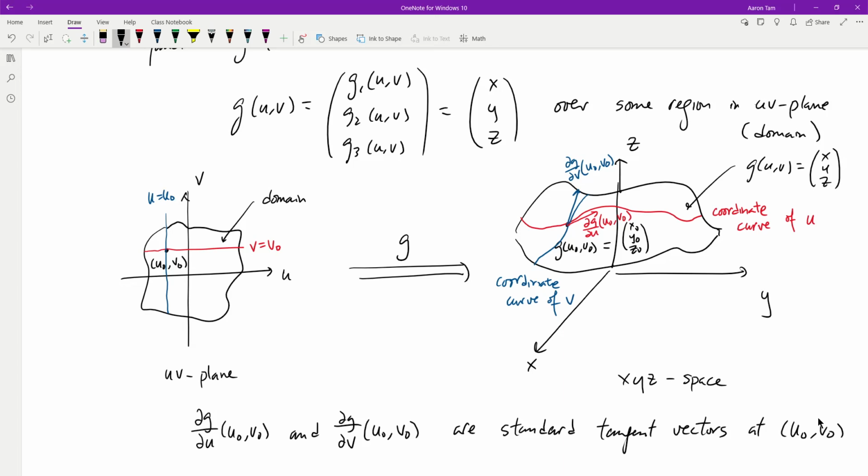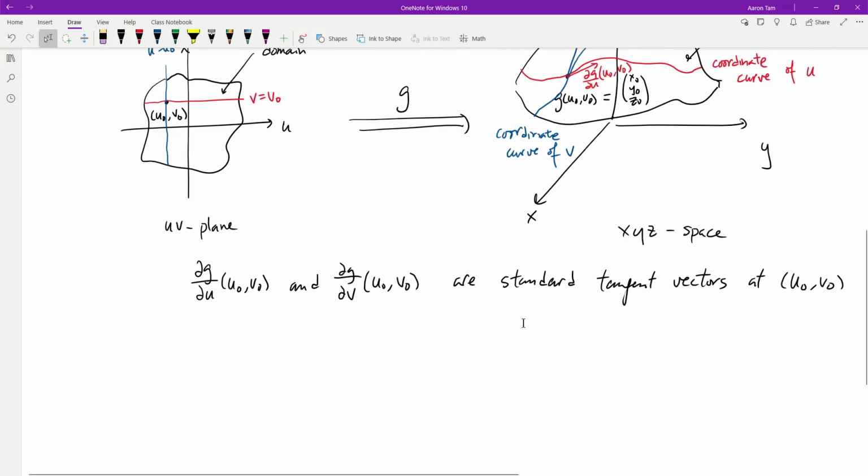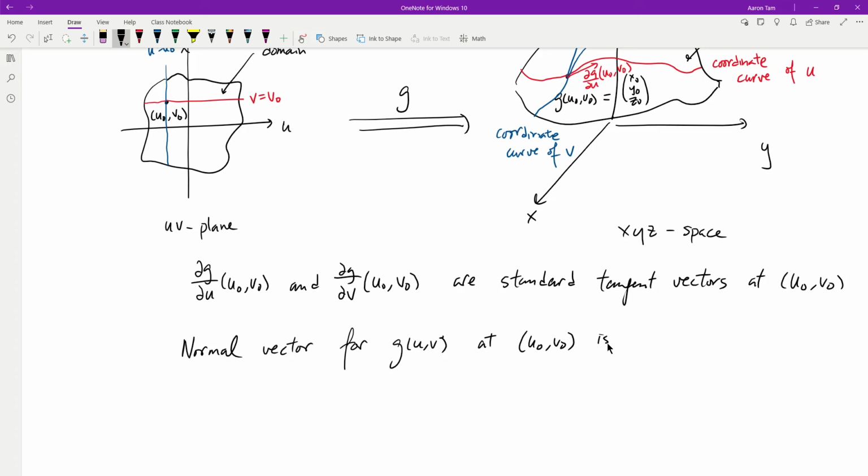I'm actually going to introduce something more important than these two tangent vectors. So what could be more important than the two tangent vectors at any given point? Because they literally show you which way you're moving on the surface. Well, it would be this. If I know these two tangent vectors, I can now define what we call the normal vector. The normal vector for the function g of uv at the point u sub 0, v sub 0 is given by the following.